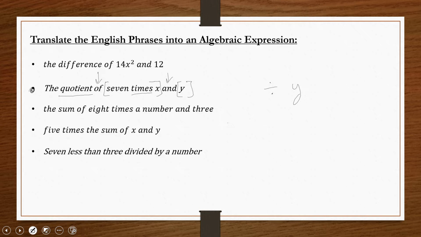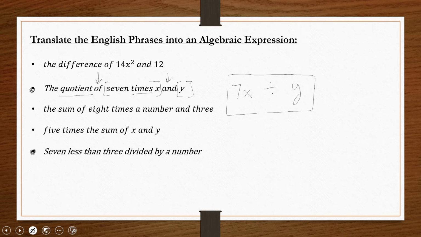So 7 times x is another phrase in itself that needs to be deciphered. Well, 7 gets multiplied by x through the key phrase times, suggesting the product. So 7 times x, or 7x, is the phrase. And so now we have the algebraic expression signifying what the English phrase tells us to do: the quotient of 7 times x and y. Let's look at the last example here.